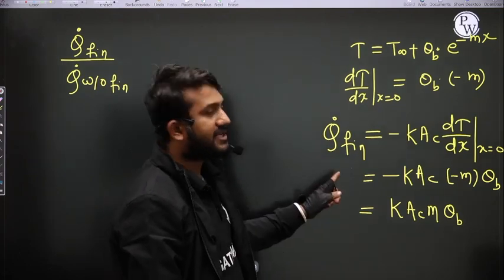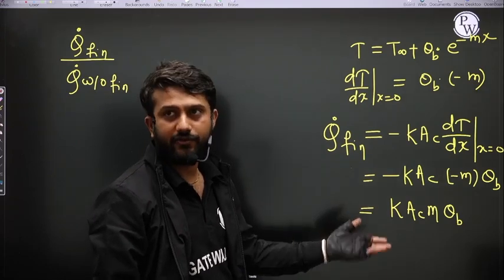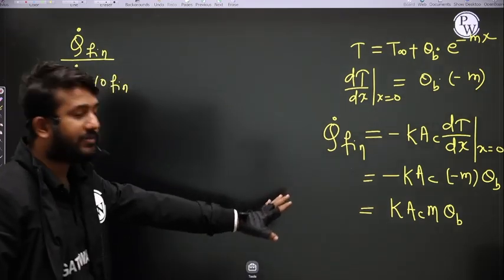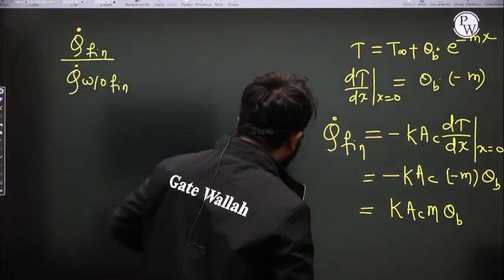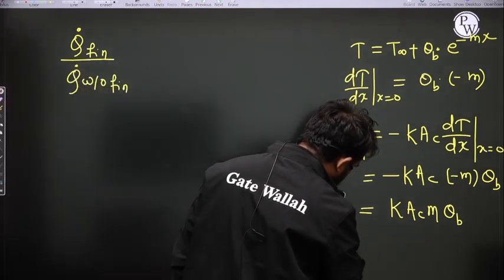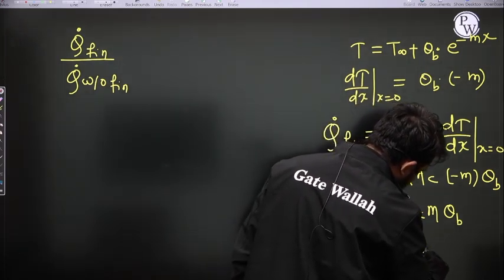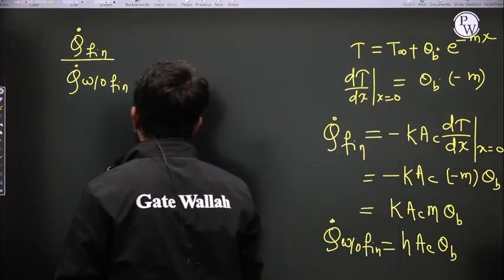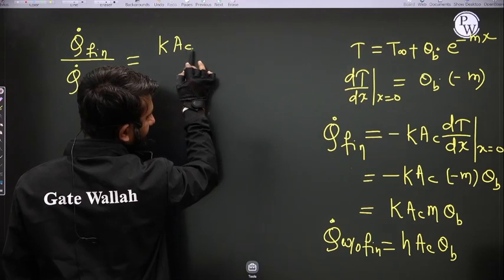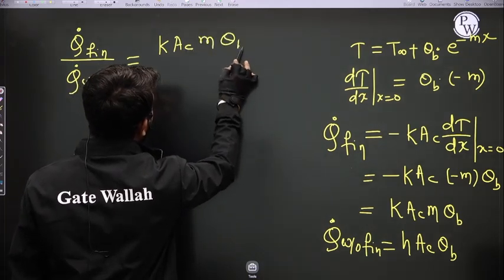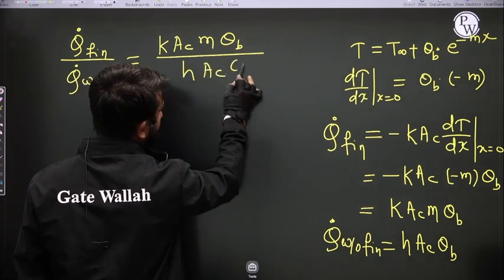This is the rate of heat transfer with fin. And I am assuming an infinitely long fin here, to understand this concept. Now see, if the fin is not present, Q dot without fin, already discussed, that is equal to h into Ac theta b. Fine. Now see here, this is equal to k Ac m theta b divided by h Ac theta b.